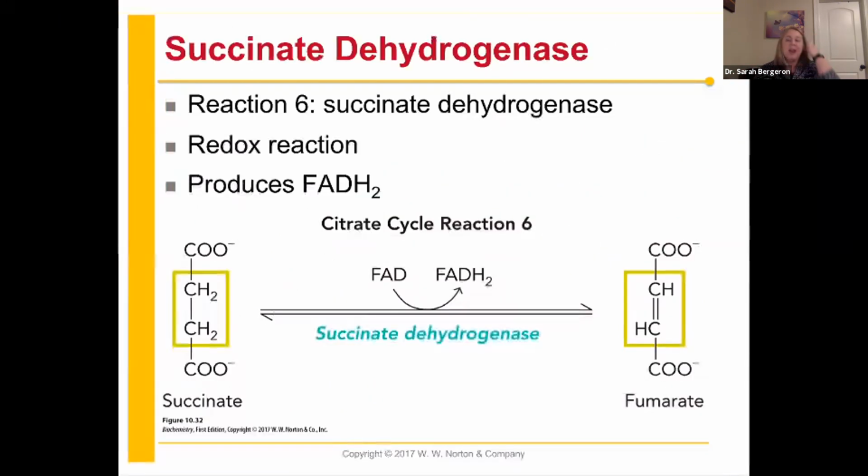Okay, reaction 6. Reaction 6 directly links our citrate cycle to the electron transport chain. And this is through a redox conjugate pair of FAD and FADH2. So we have this pair of high energy carrying molecules that are covalently linked to our enzyme Succinate Dehydrogenase. So they're covalently linked to this enzyme right here. And so this protein is actually associated with the inner mitochondrial membrane.